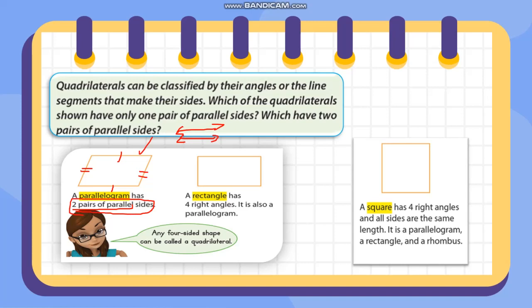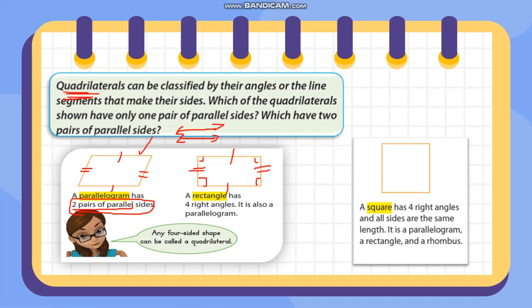Rectangle. When we say rectangle, it has four right angles. So this is the first angle, second right angle, third right angle, and fourth right angle. It is also a parallelogram. Why? When we say parallelogram, two pairs of parallel sides. So this is the first pair of parallel sides, and this is the second pair of parallel sides. That's why a rectangle is a parallelogram and also a quadrilateral. And a parallelogram is a quadrilateral.